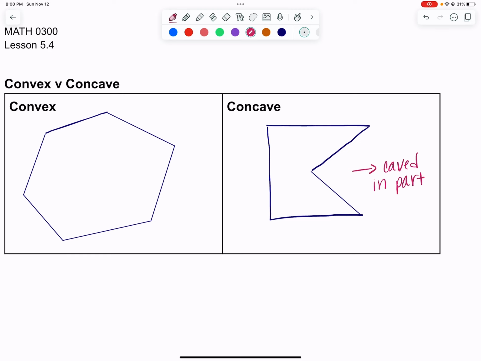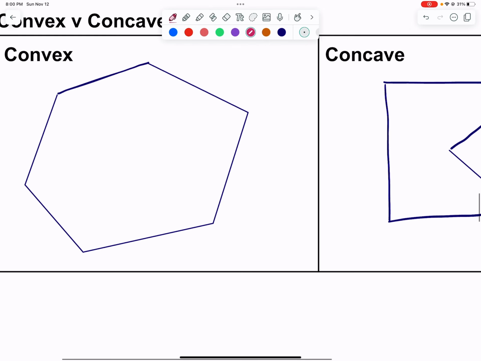So a concave polygon, I'm going to make that arrow go the other way, has a caved in part that looks like maybe you hit it with your car or you poked it with your finger, kind of like when you poke a marshmallow and it makes a dent in the side of the marshmallow. Don't lie, you know you've poked one. Convex, all of these guys point outward.